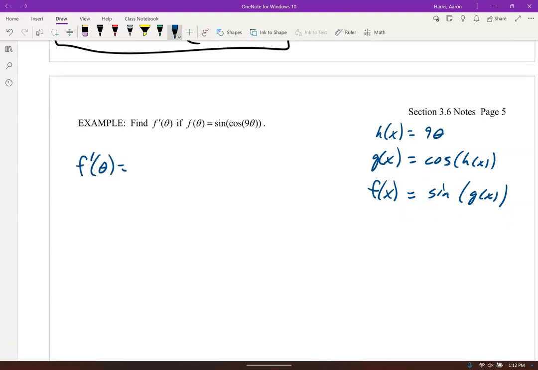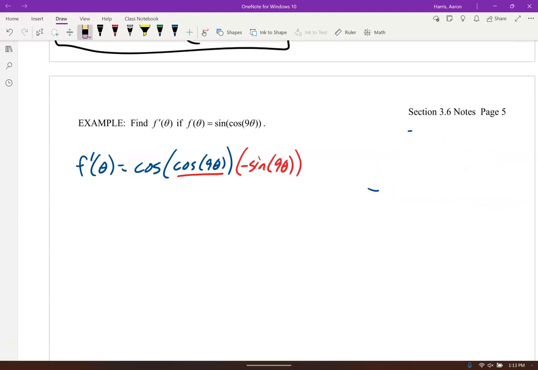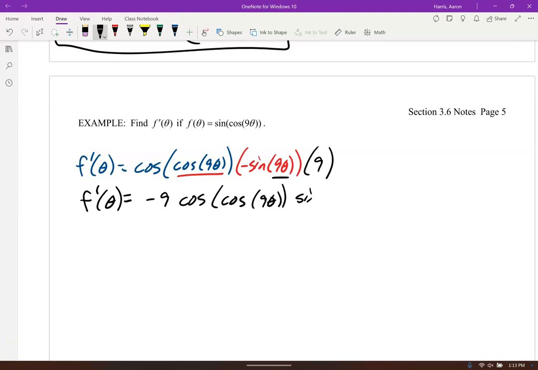You say, all right, the derivative of the sine is the cosine. So I have the cosine of that stuff. Now I'm taking the derivative of the cosine. The derivative of the cosine is negative sine. And then I got to take the derivative of the 9 theta, which is just a 9. Right? So this f prime of theta just ends up being, let's take that negative 9 out front. Negative 9 out front, I have the cosine of the cosine of 9 theta times just the sine of 9 theta.